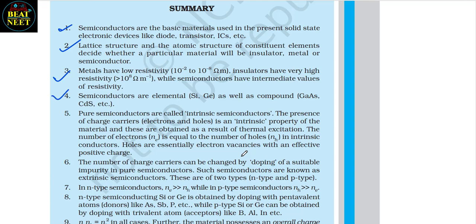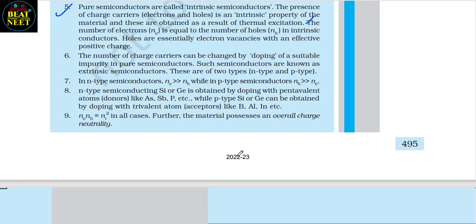Number 4. Semiconductors are elemental, Si and Ge, as well as compound, GaAs, CdS, etc. Number 5. Pure semiconductors are called intrinsic semiconductors. The presence of charge carriers, electrons and holes, is an intrinsic property of the material, and these are obtained as a result of thermal excitation. The number of electrons Ne is equal to the number of holes Nh in intrinsic semiconductors. Holes are essentially electron vacancies with an effective positive charge. Number 6. The number of charge carriers can be changed by doping of suitable impurity in pure semiconductors.